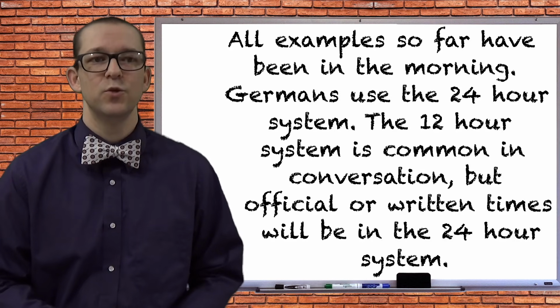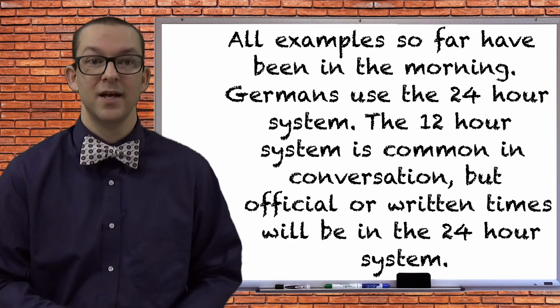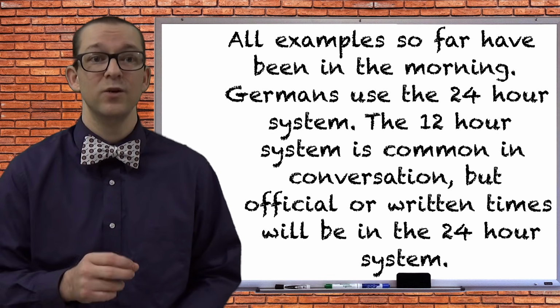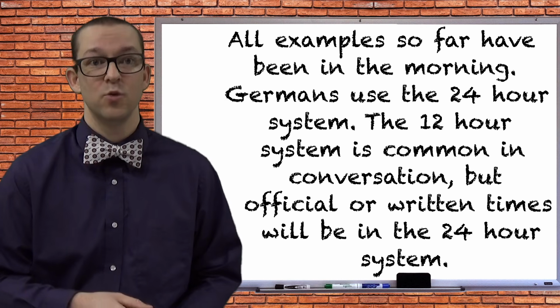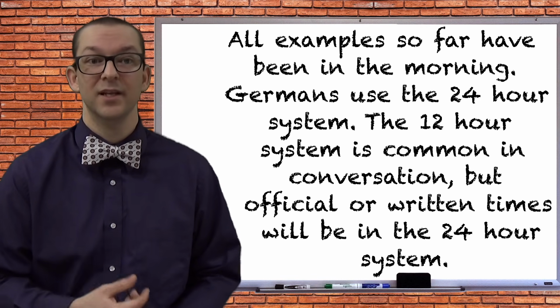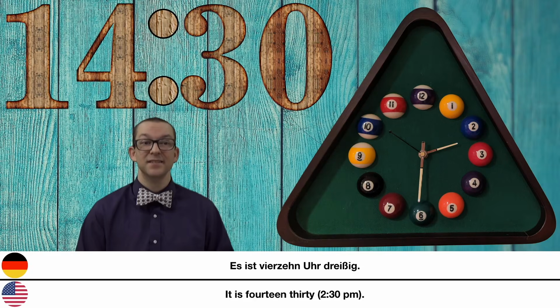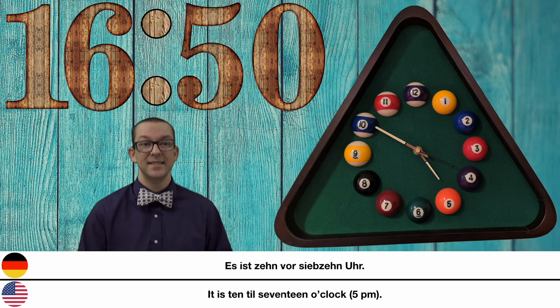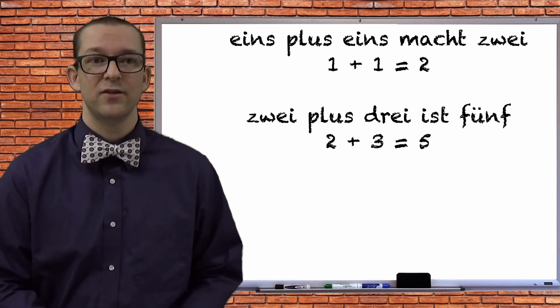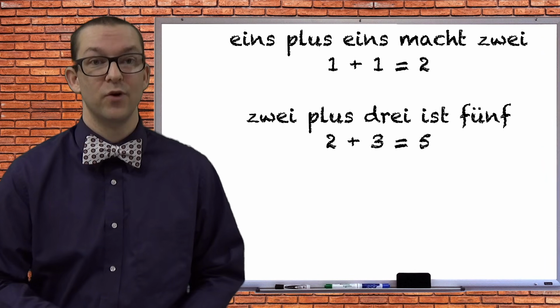It is common to use the 12-hour system in conversational German, as you can tell based on the context if you mean morning or afternoon. But any written or official time telling will be done in the 24-hour system, because there is no obligatory AM or PM equivalent like we have in English. Es ist 14:30 Uhr. Es ist 10 vor 17 Uhr. Es ist 23:12 Uhr. In order to read simple math questions in German, you'll need some extra vocabulary.